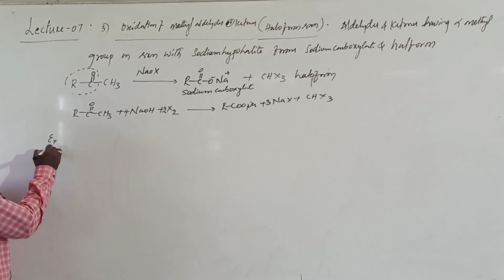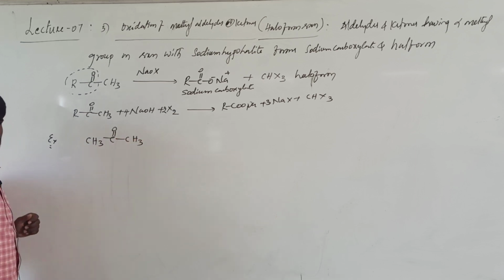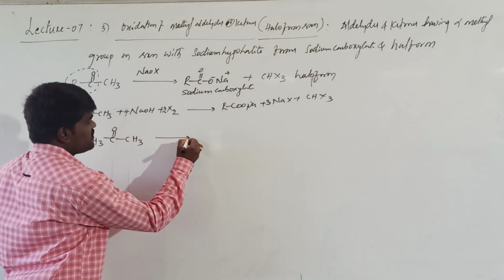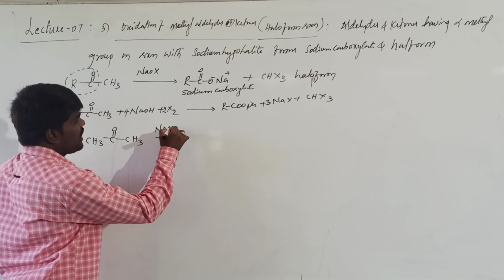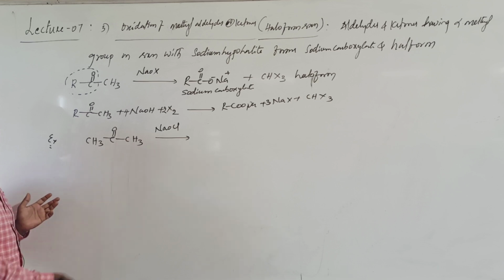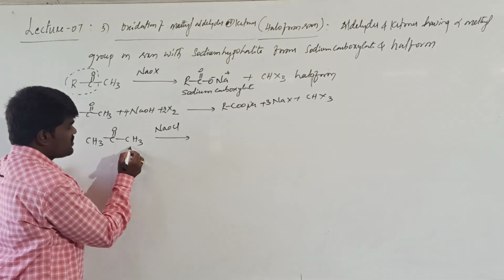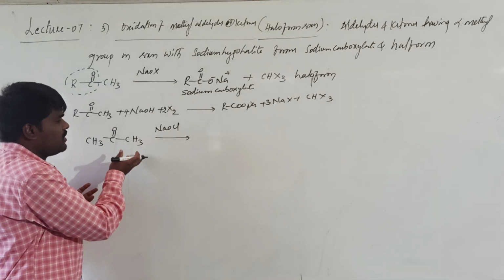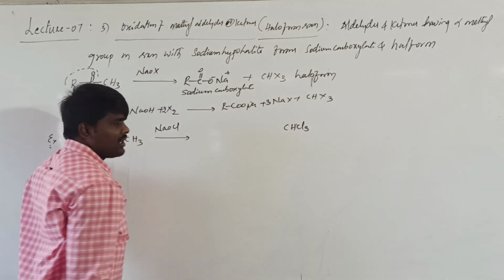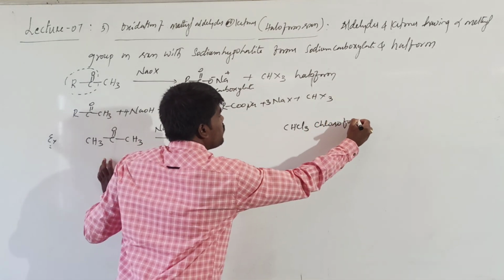For example, acetone has 2 alpha methyl groups. This is also alpha methyl and this is also alpha methyl. Suppose you are subjecting this to sodium hypochlorite. So either of the methyl groups will be converted into chloroform. What is the way of writing the product? Either of the methyls, suppose we are assuming both are the same, so you can convert any one. First of all, you need to write that this methyl group should be converted into the corresponding haloform. Chloroform we call it.